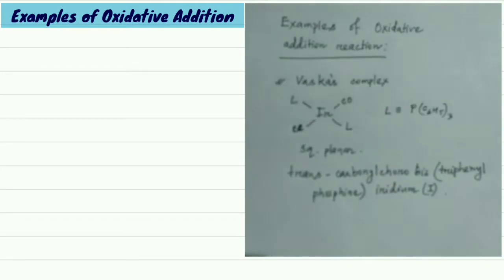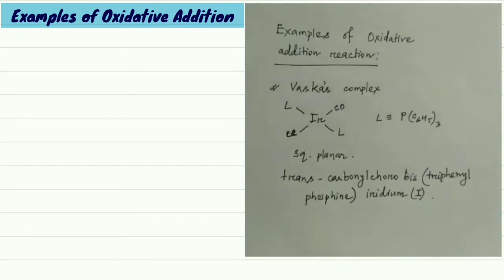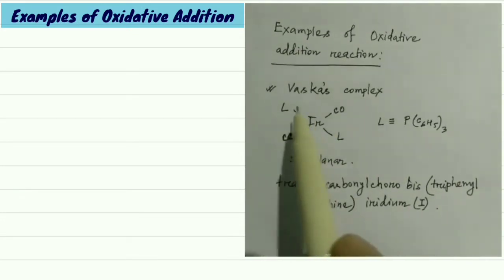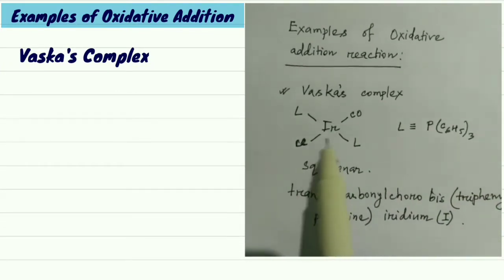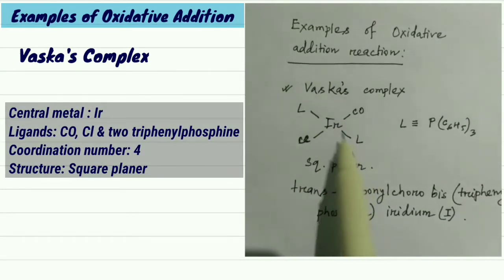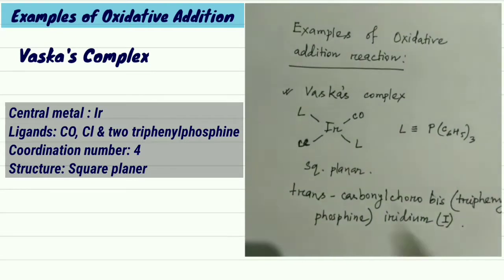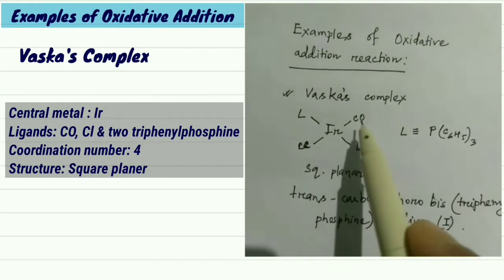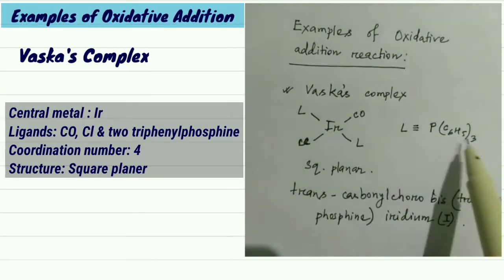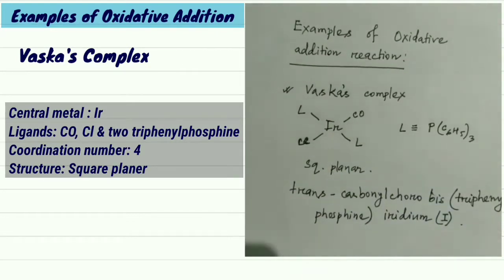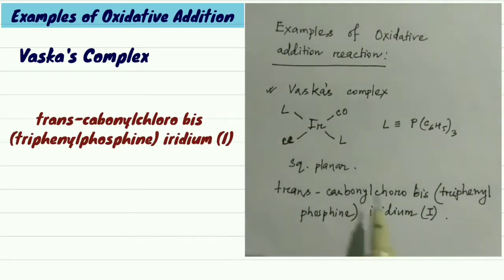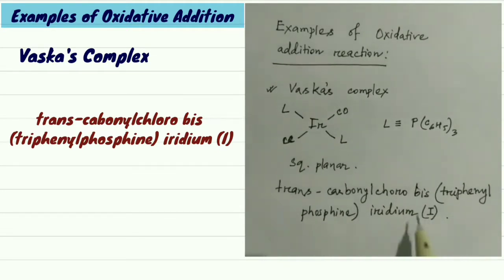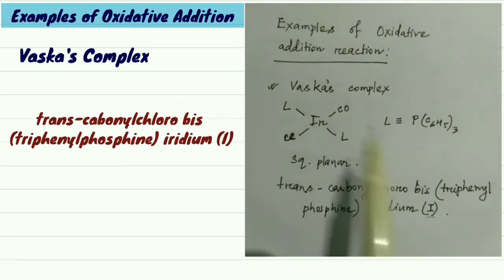A well-known example of an oxidative addition reaction is shown by Vaska's complex. Vaska's complex is a complex of iridium metal, coordinated by 4 ligands. That means the coordination number of this complex is 4, and here the 2 ligands L are triphenylphosphine. Two triphenylphosphines are there and they are trans to each other. The name of this square planar complex is trans-carbonylchlorobis(triphenylphosphine)iridium(I). That means the oxidation number of the iridium is 1.